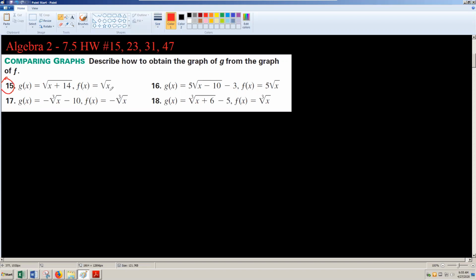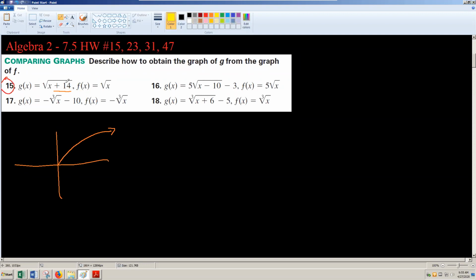When I'm looking at this, the only difference is that I have this plus 14 inside my root. What this would have looked like, in a very quick high-level sketch, is it would have started at 0 and gone up and to the right slowly like this. So I'm asking, what changed to give me this new one?